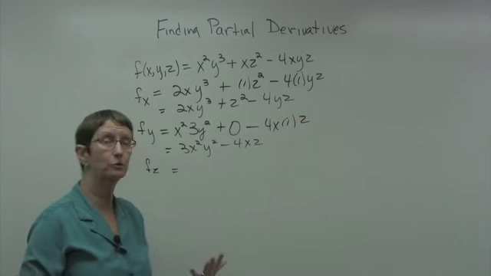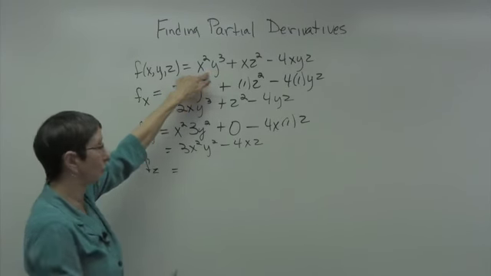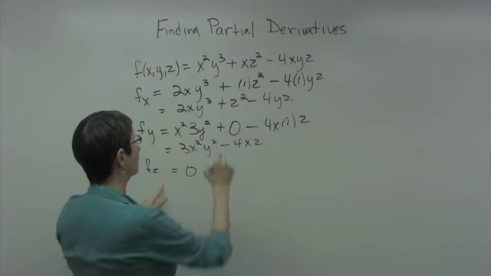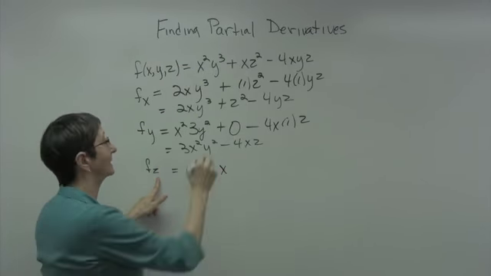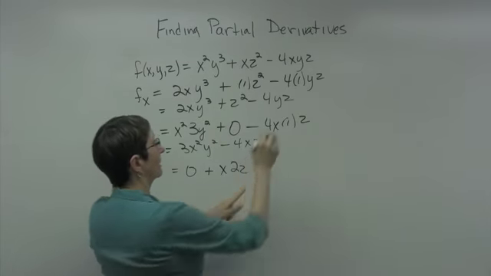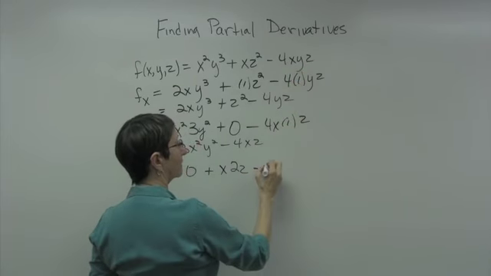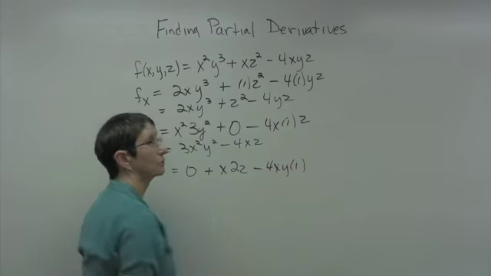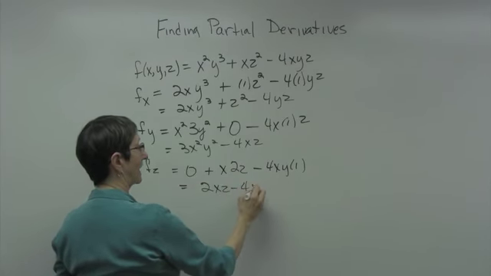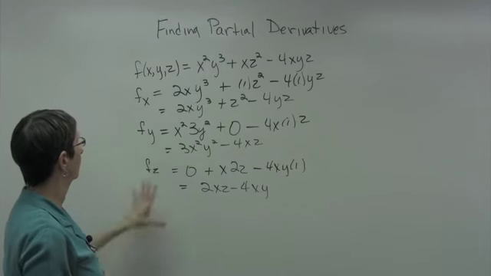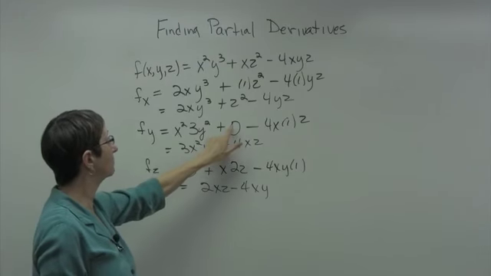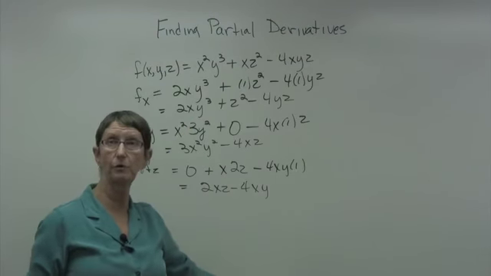Partial of f with respect to z. No z in the first term. That makes it a 0, remember? The second term, I have a multiplier of x. My variable is z. Derivative of z squared is 2z. Minus. Variable is z. I have 4xy as constant multipliers. Derivative of z is 1. So this partial is 2xz minus 4xy. Okay, 3 partial derivatives to go with 3 variables. And watch out for those that don't have a variable attached that give you a 0 derivative.